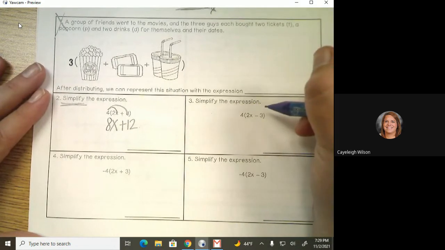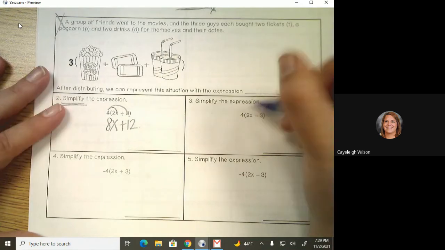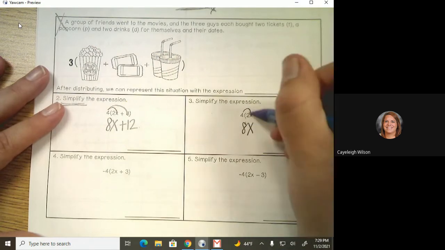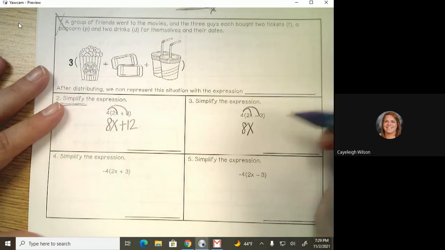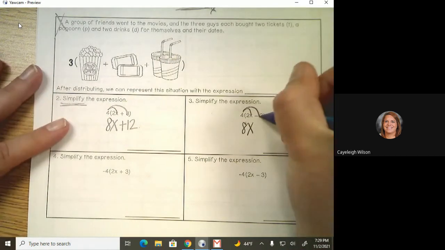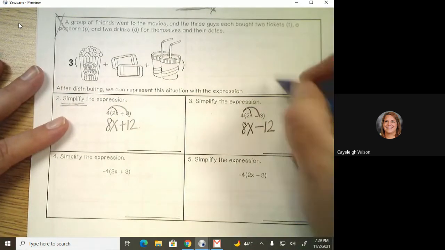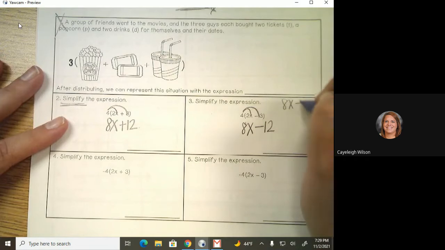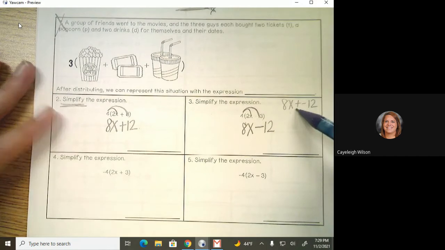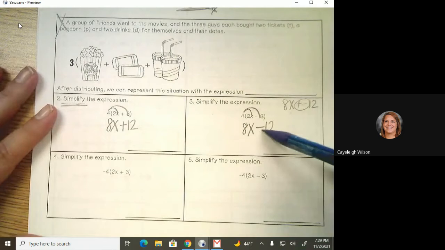All right, number 3 here. 4 times 2x minus 3. So I see that this is 4 against the parentheses, so that's how I know it's multiplication. So 4 times 2x is 8x. And 4 times, this is a negative 3 because it's got that minus. So the sign in front is the sign that it keeps. So it's 4 times negative 3, which is negative 12. And I know some people will think, okay, well, I'll put plus negative 12. That's technically right, but it's not grammatically right in math. We're getting into big kid math here. Plus a negative should always be written as a minus.